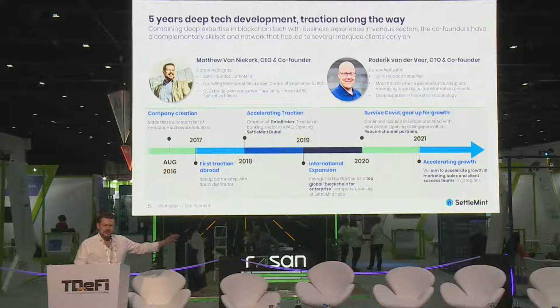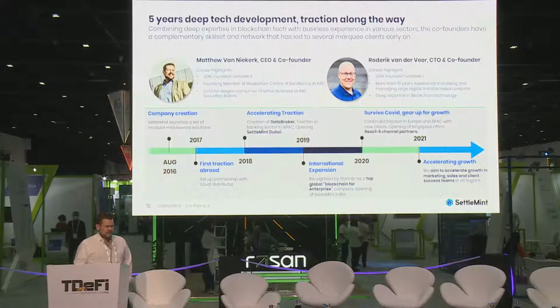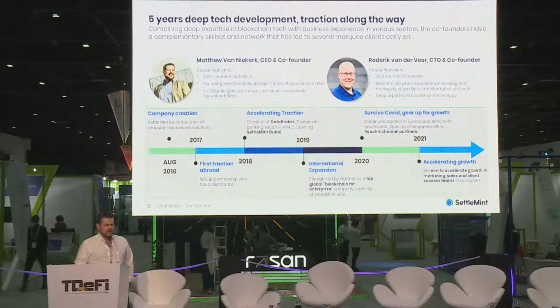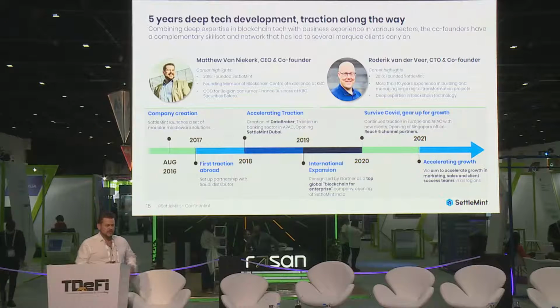So our journey has been a 5.5 year journey so far, and we're continuing to grow. And what we're looking for today is an investment to accelerate our growth and continue on the path that we've already started on.